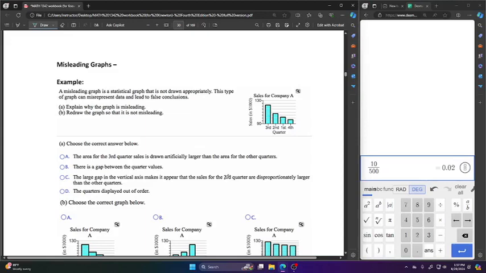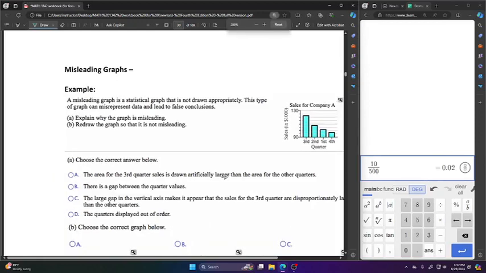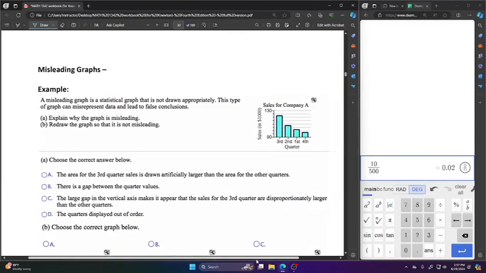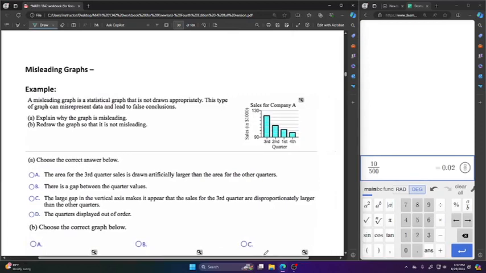So, misleading graphs. Y'all are going to help me. A misleading graph is not drawn appropriately, and they're saying, look at this guy, it's not drawn right. But I'm going to ask you why. What is wrong with that graph? Fourth is at the end. They're all mixed up, right? Mixed up quarters. Okay, so I'm going to write down mixed up quarters.